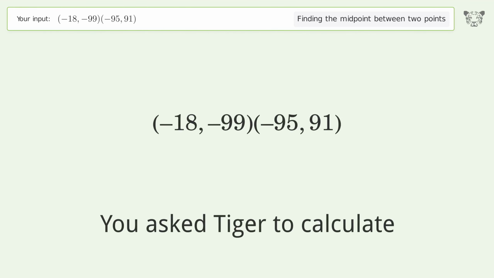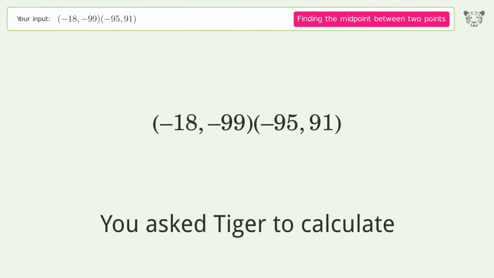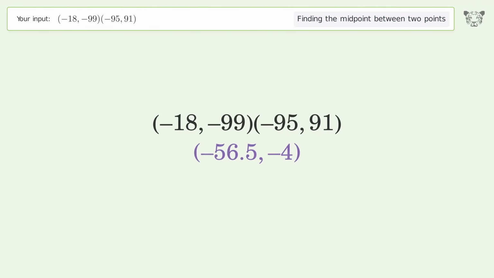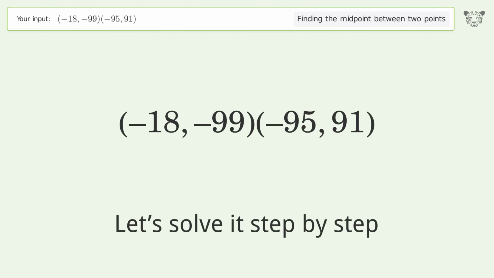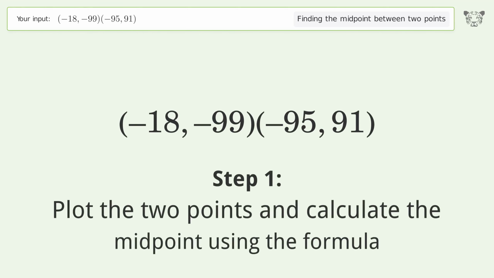You ask Tiger to calculate. This deals with finding the midpoint between 2 points. The midpoint between the 2 points is negative 56.5, negative 4. Let's solve it step by step. Plot the 2 points and calculate the midpoint using the formula.